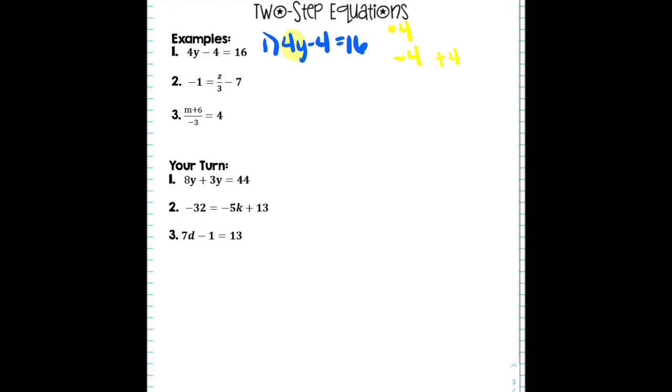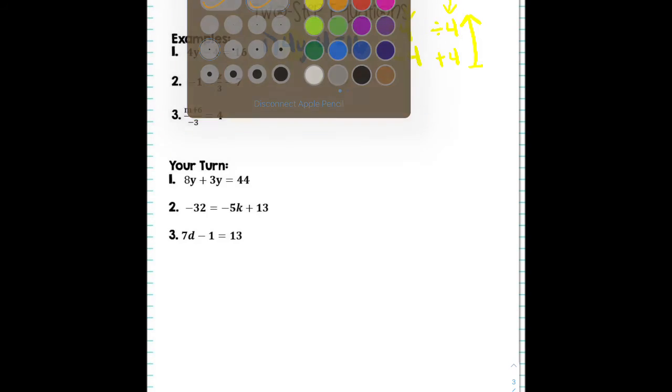To undo subtraction, I need to add 4. To undo multiplication, I need to divide by 4. Okay, so division undoes multiplication, addition undoes subtraction. So these are the things that I'm doing to y, and these are the things I need to undo to get y by itself. And I'm going to do them backwards. Okay, so I'm going to start at the bottom and go up.